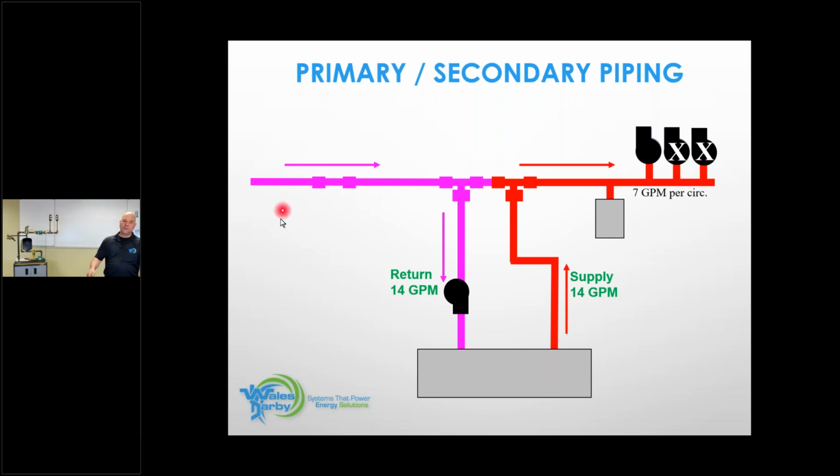What is happening right now between these closely spaced T's right here? Everything is on. What's going on between the T's? Is water sitting still? Is water bypassing? Is water going in reverse? Everything's on, all 3 circs. Only one circ's on.